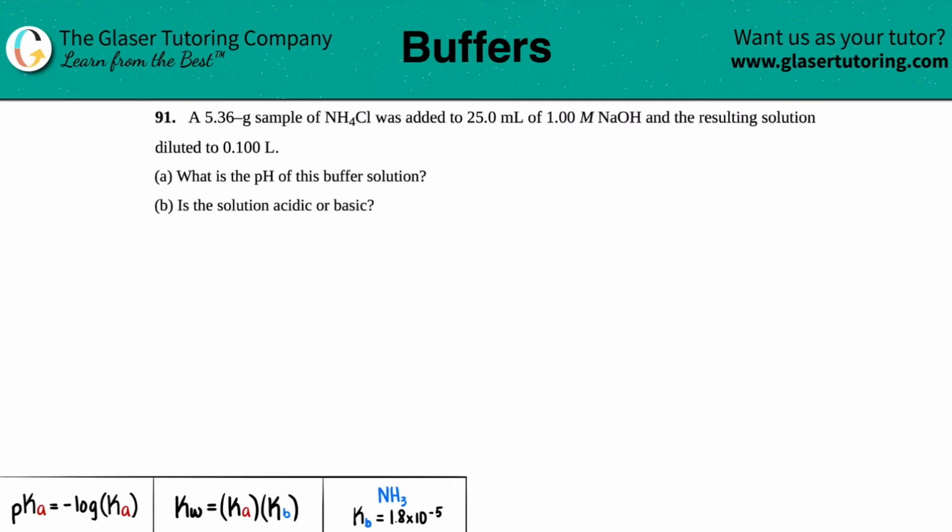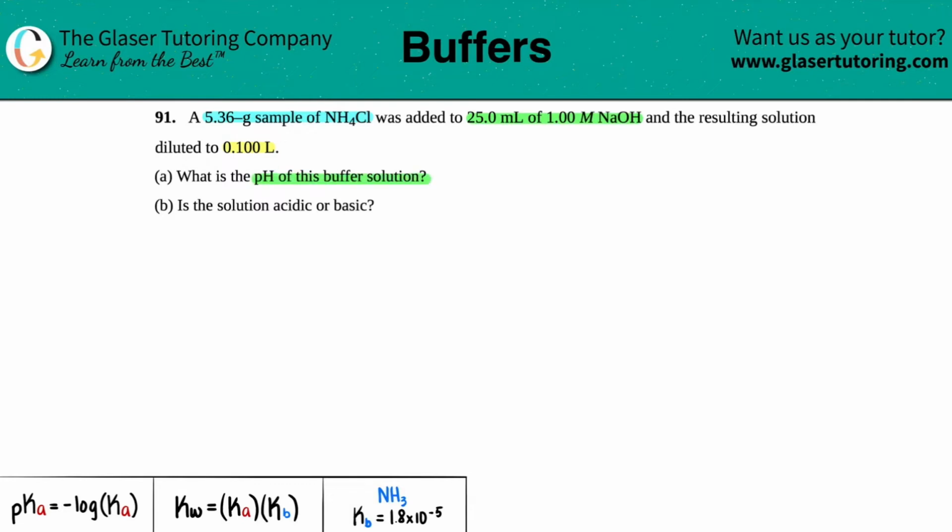September 91, a 5.36 gram sample of NH4Cl was added to 25.0 mL of 1.00 molar NaOH, and the resulting solution was diluted to 0.100 liters. Then we have letter A. What is the pH of this buffer solution?